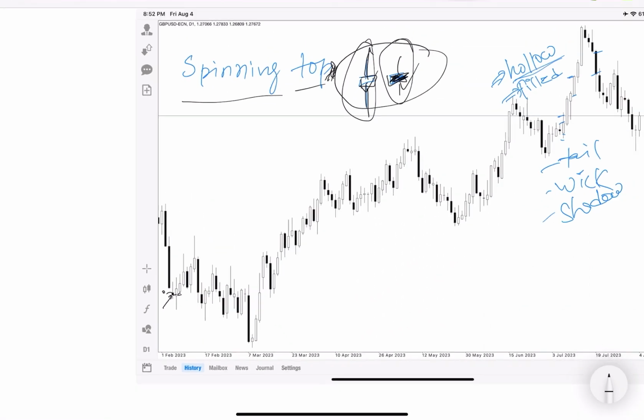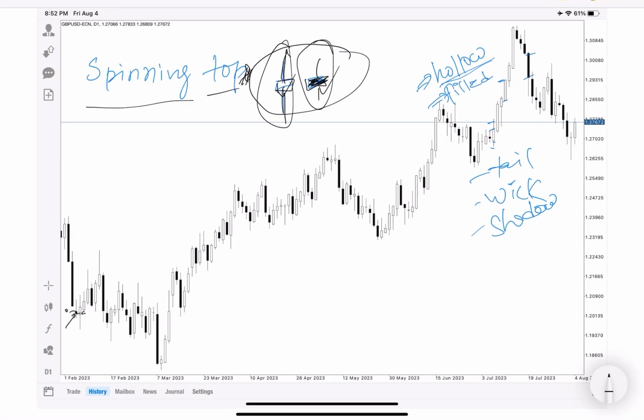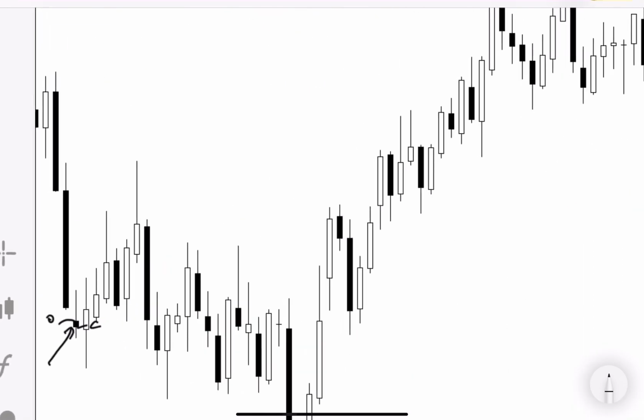Now let's talk about a very similar pattern. The color of the real body doesn't matter much. So even if it was white, let's say a small white body, which is of course a small bullish body, that would also give the same indication. For example, look at this one. This is also an example of a spinning top. So this basically shows indecision in the market.